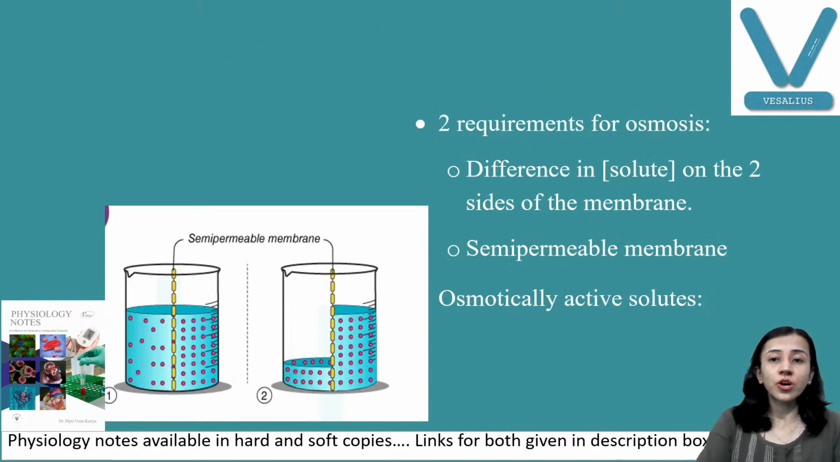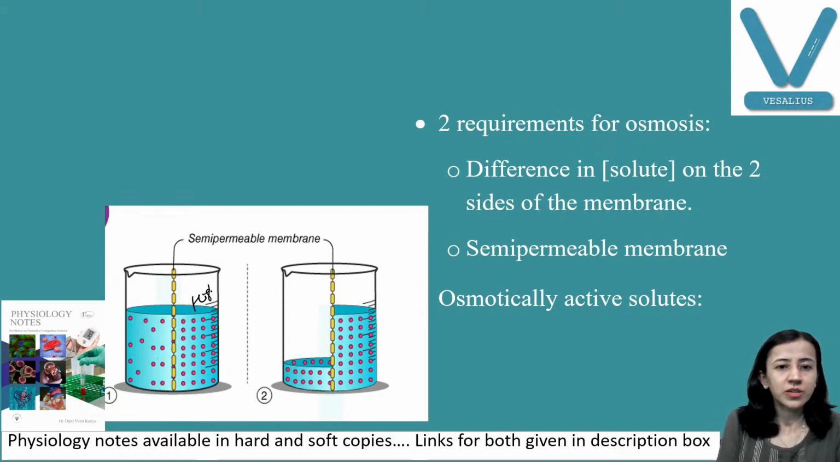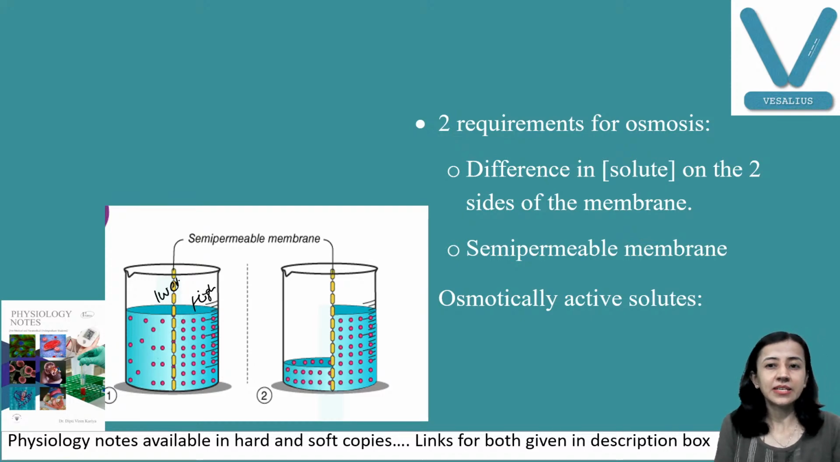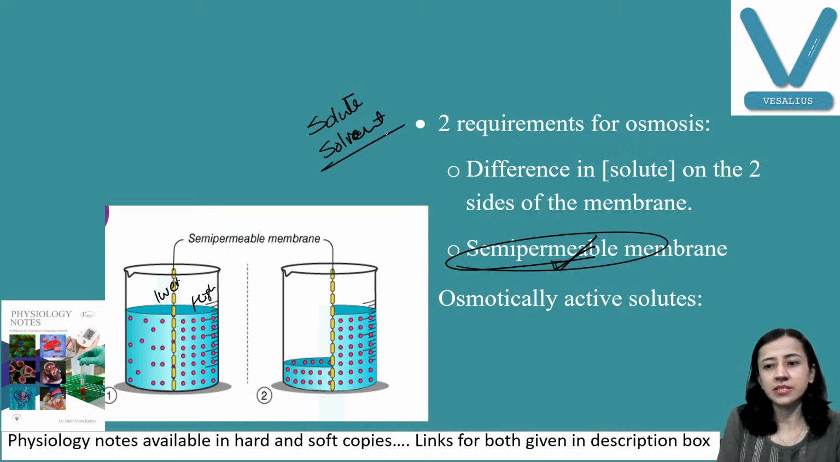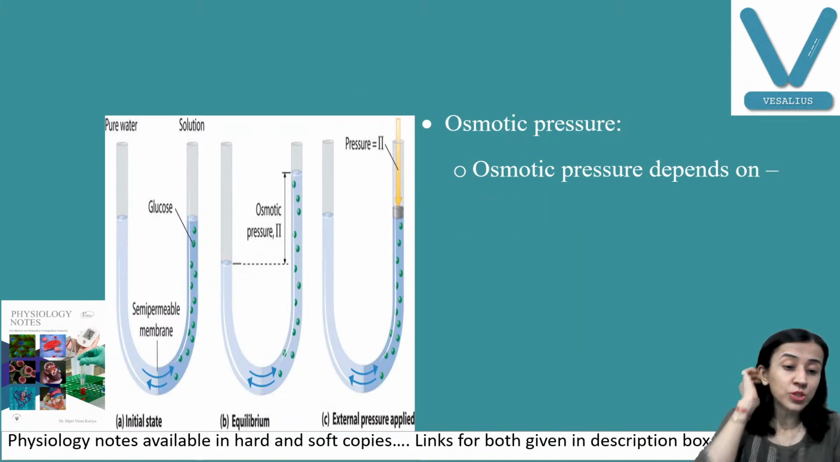Okay, now, for osmosis we have two requirements. Number one is solute concentration must be different. You can see here, higher and lower, one requirement. Second, the membrane is semi permeable, not permeable to solute, only permeable to solvent. Okay, this is the other requirement.